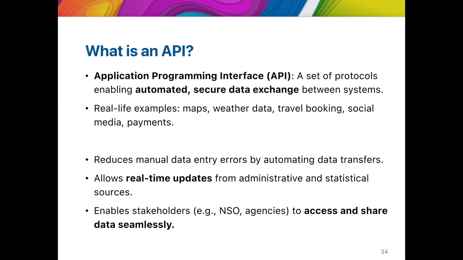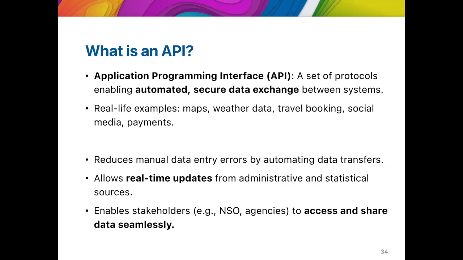That POS machine then connects to the APIs of the banks that your credit card is issued from. That way your POS machine can read and then issue your payment information and charge your credit card. So by using APIs and integrating SBRs to other data providers, we reduce manual data entry errors by automating these data transfers.